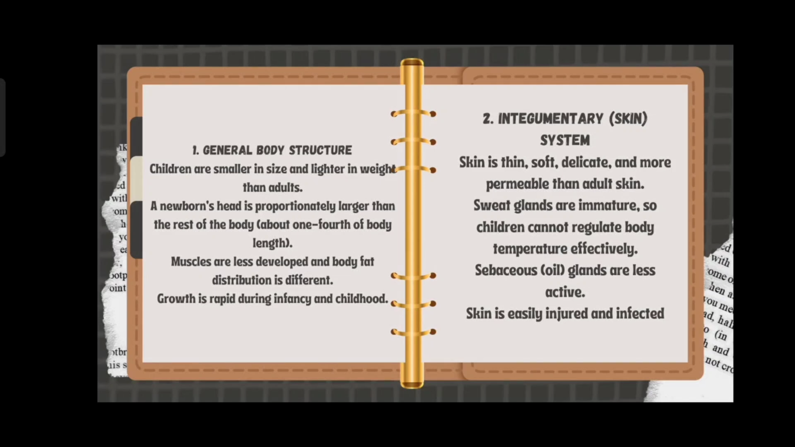Then their growth is very fast during the infancy period and the childhood period. Then the second one is the integumentary system, or the skin. Children's skin is very thin, soft, delicate and more permeable than adult skin. Their sweat glands are immature, so children cannot regulate their body temperature properly. Their sebaceous glands are less active, and their skin is easily injured and infected. That is about the integumentary system.